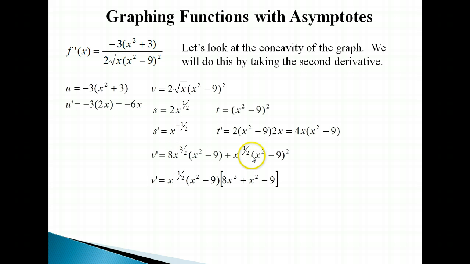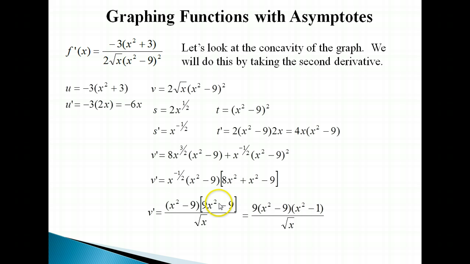Then we want to simplify that. So I'm going to factor out the x to the negative 1/2 and one of the (x squared minus 9). That leaves me here with 8x squared, and this is factored out. And then over here, the x to the negative 1/2 got factored out, and so did one of these, so I'm just left with an x squared minus 9. Now I brought the x to the negative 1/2 down to the denominator, and in the brackets here I combined like terms. And then notice that I have a common factor of 9, so I factored that out, and I'm left with x squared minus 1.